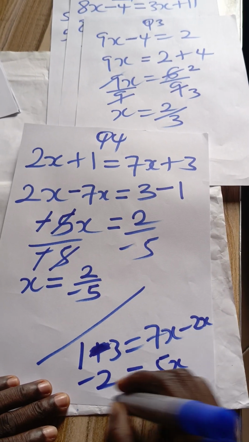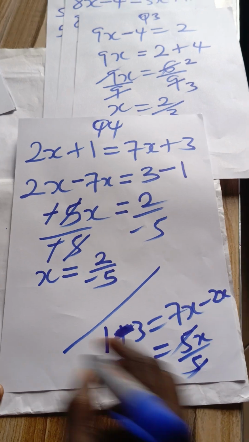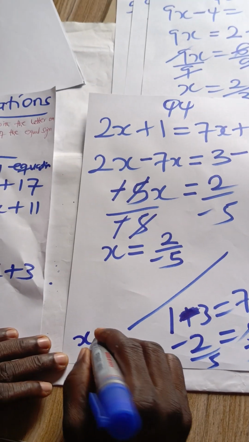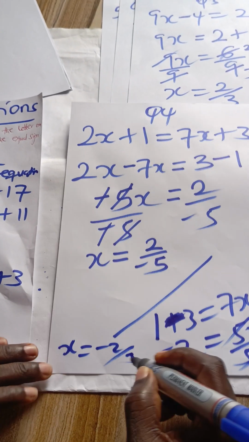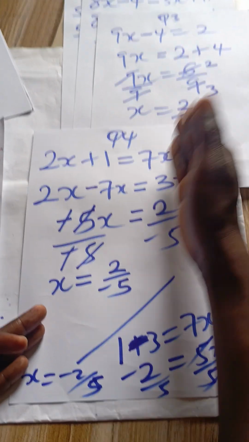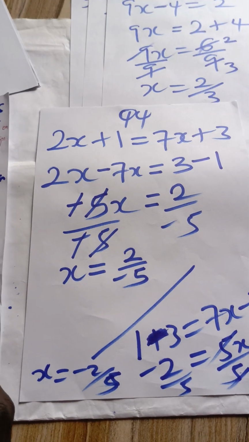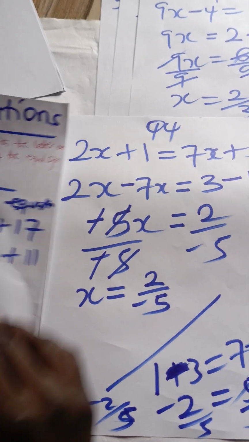So we divide both sides by 5. So this one will cancel this, and automatically we are going to get our x is equal to -2 over 5. It's the same thing. Anyhow you choose to do it, you can bring it here or here, you get the same answer. So these are the solutions for the questions provided here.